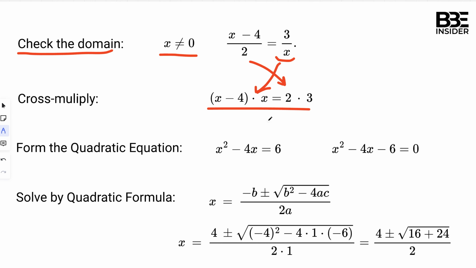Expanding the expression, we get x to the power of 2 minus 4x equals 6. When moving 6 to the other side, we can form the quadratic equation like here. To solve this quadratic equation, we can use the quadratic formula.